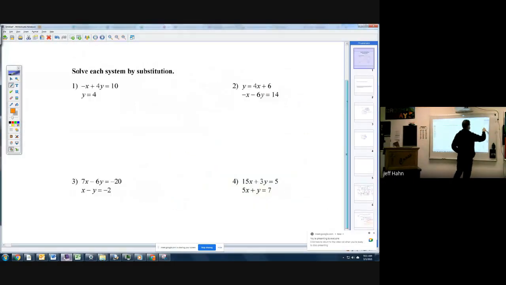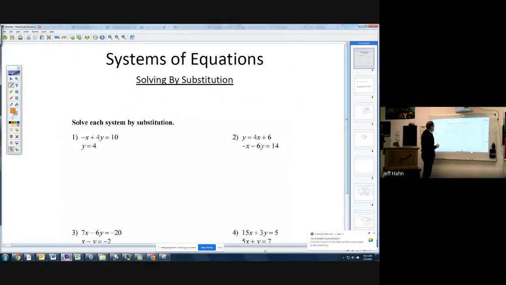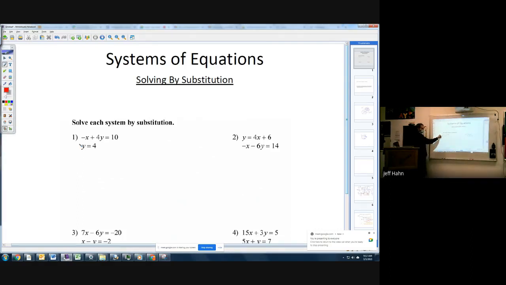Here it is, right now. Systems of equations, solving by substitution. Just as a quick review, you've already got solving by graphing. Let me quickly give you the answer to this by graphing. Look, when we graph this, you graph these two lines and you saw where they crossed.